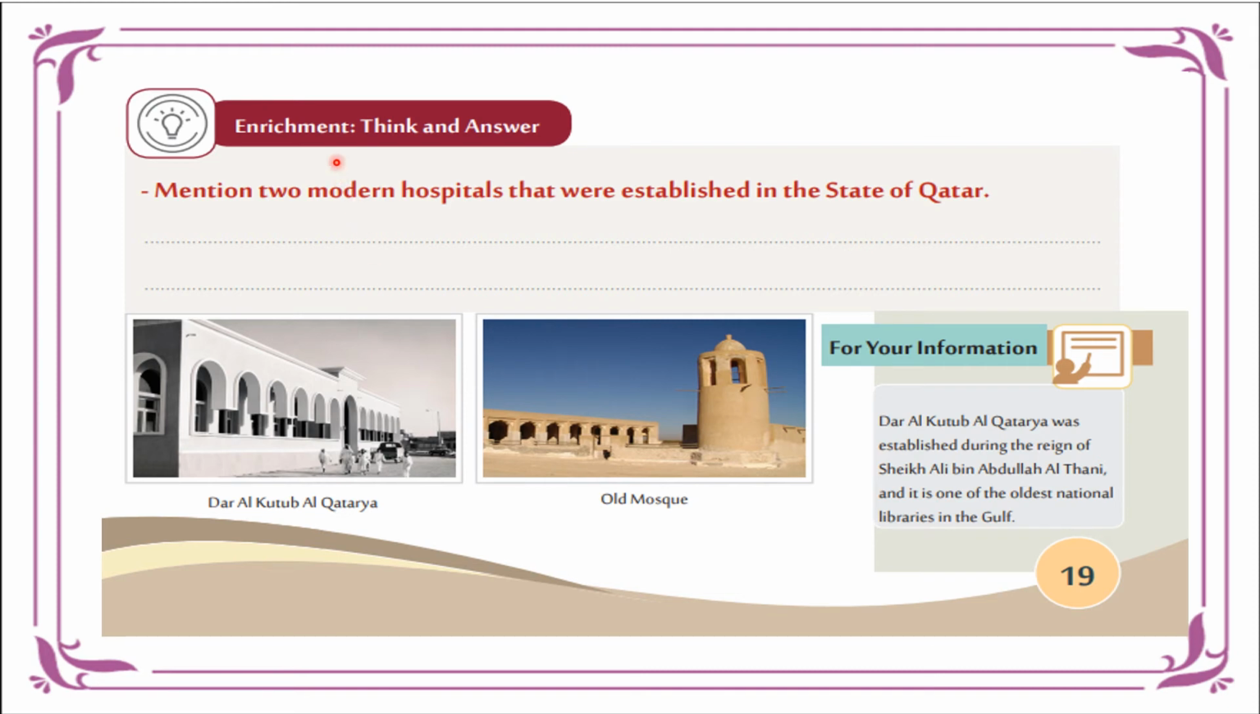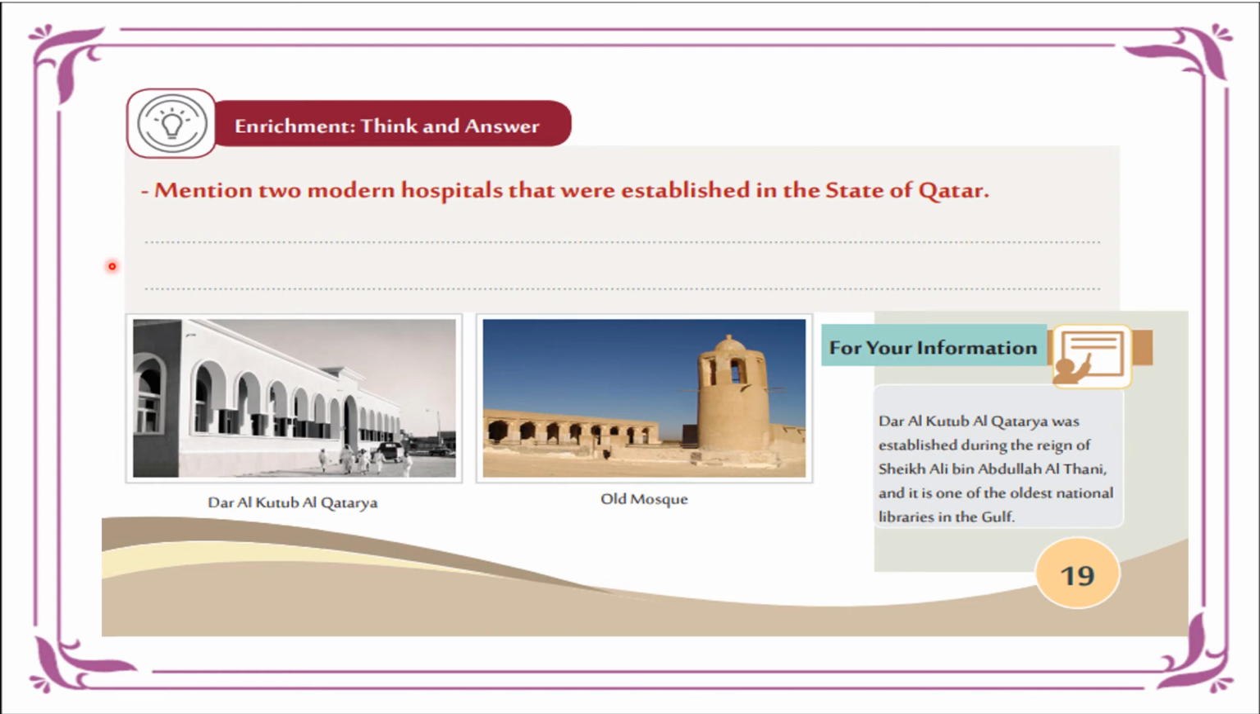Now let's go to enrichment, think and answer. You can find this on page 19 of your book. Mention 2 modern hospitals that were established in the state of Qatar. So 2 of the modern hospitals established by the government would be the Hamad Hospital and the Rumeila Hospital, right?